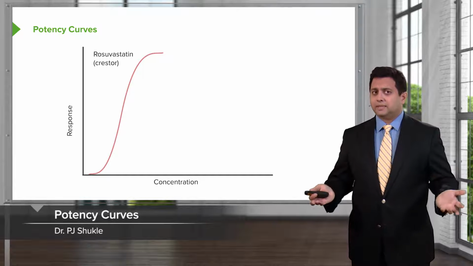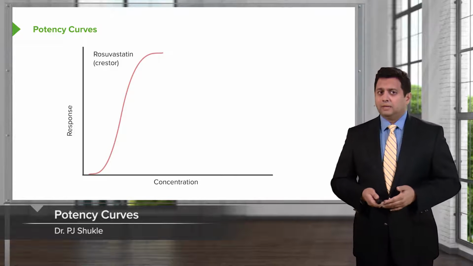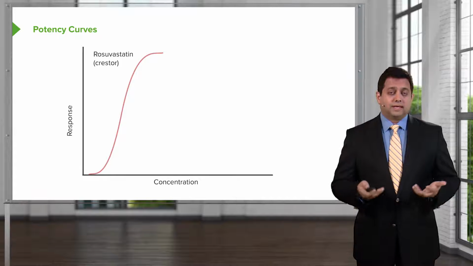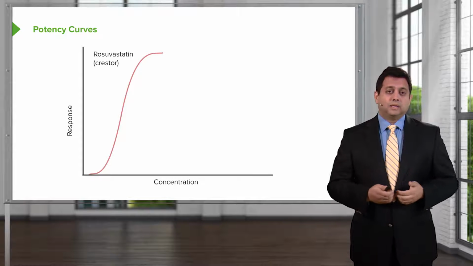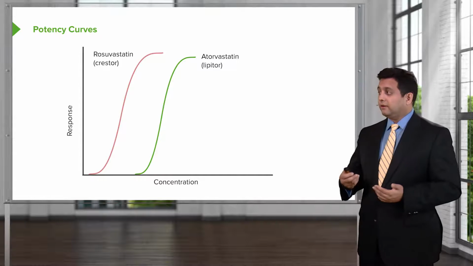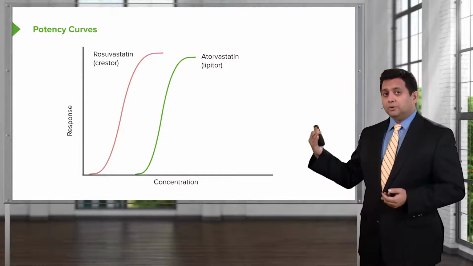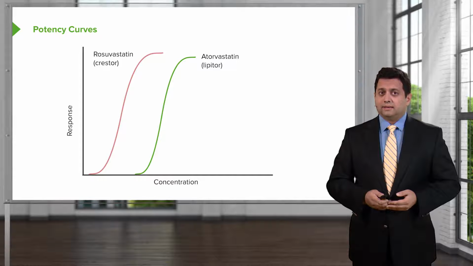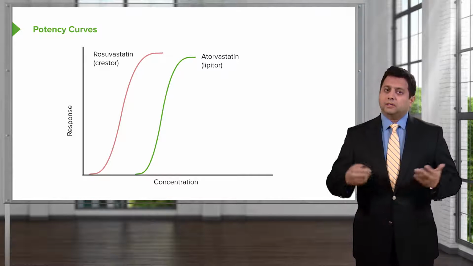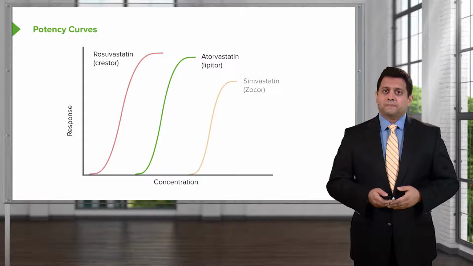Let's talk about potency. Here's an example of a statin called rosuvastatin, or Crestor. It is the most commonly used statin in the world today. Atorvastatin is another statin that works very, very well. It is not as potent as rosuvastatin, but you can see that the maximal effect is almost the same. You just need a higher dose to get it.